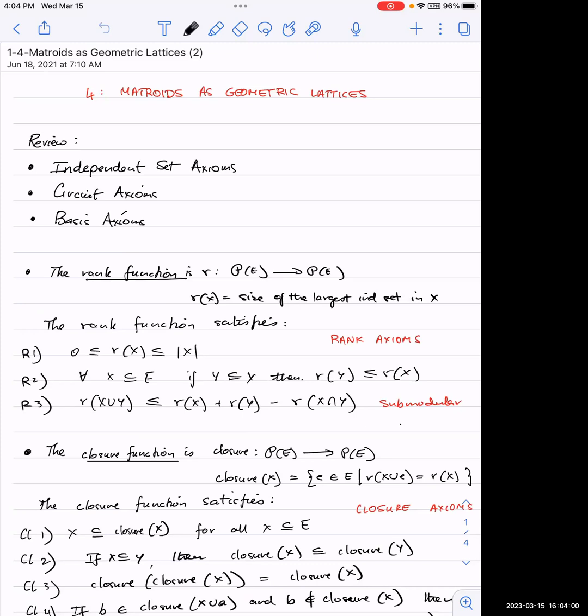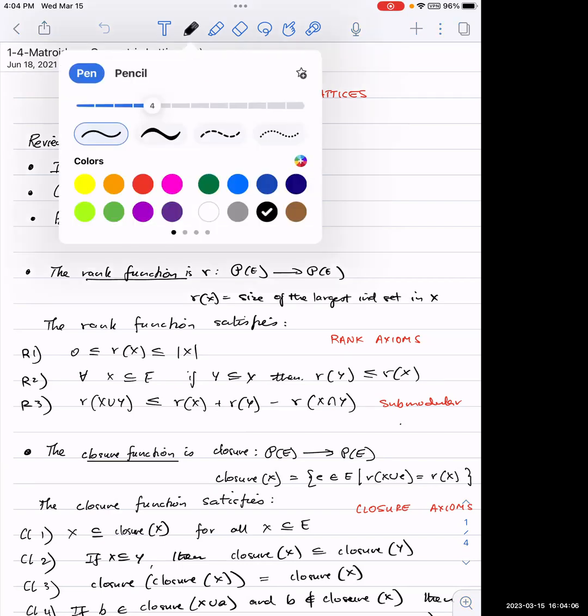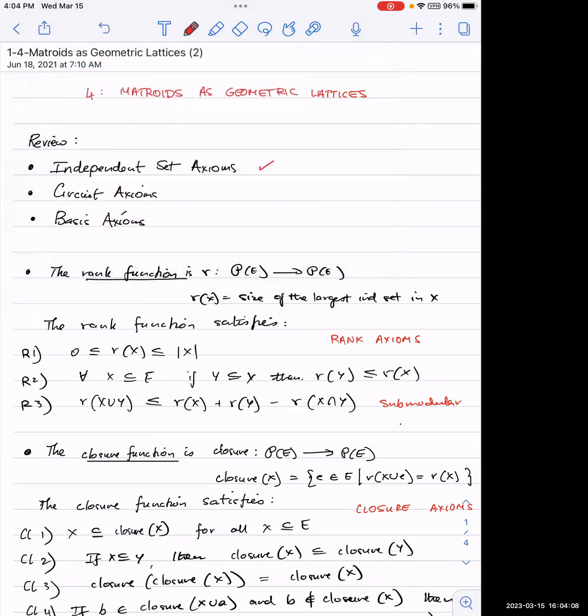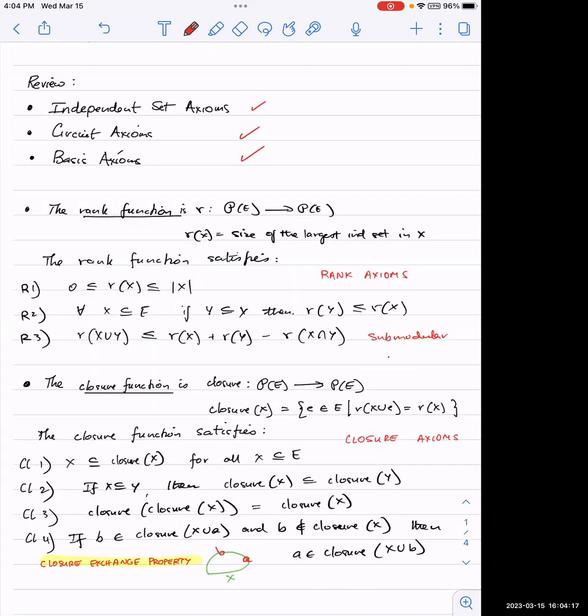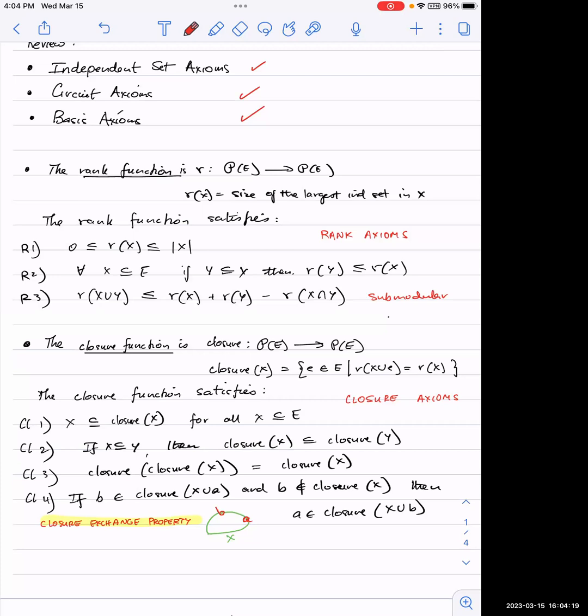So normally we start with independent sets, but today we're just going to sort of consider that, done. Circuit axioms 2 and the basis axioms 2. Now, we'll use the rank function. So let me just quickly mention that.